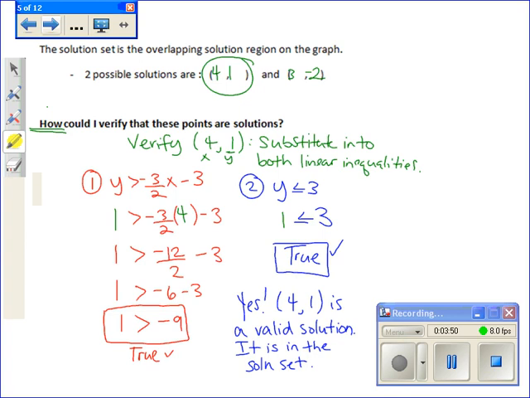Great. You don't always have to verify your point unless you're asked to. But a time when you might want to verify your point is if you were unsure if you graphed it correctly. Okay, if you were not sure if your overlapping region was correct, you could pick a point from it and just plug that point into both your linear inequalities. It should check out, or it should be valid for each of them. Okay. By the way, if it was valid for one and not the other, then it would not be a valid solution. In other words, if I picked that point from my graph and it didn't fit both of my equations, that's telling me that I haven't graphed it correctly. Okay, so it does have to be true for both of them to be a valid point.